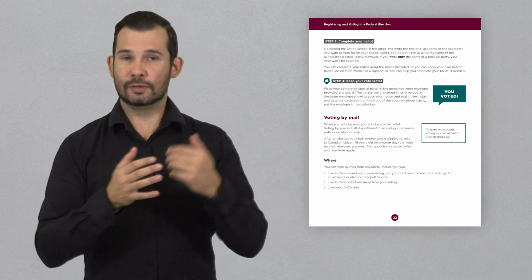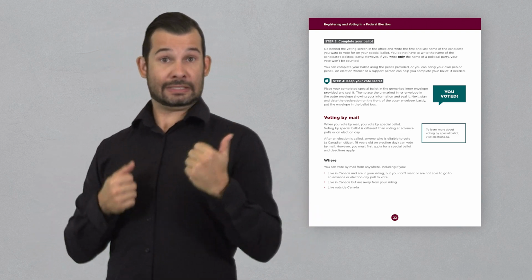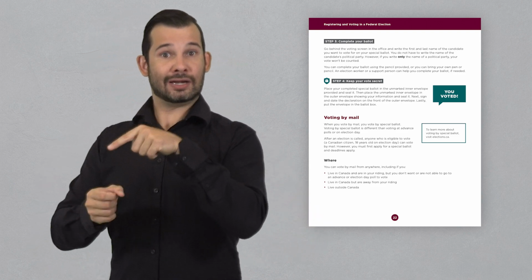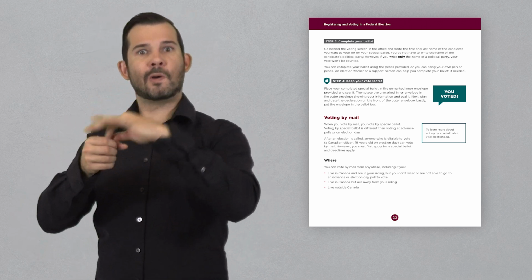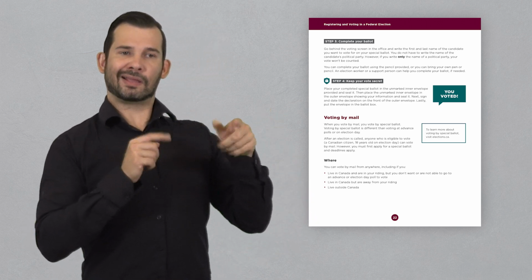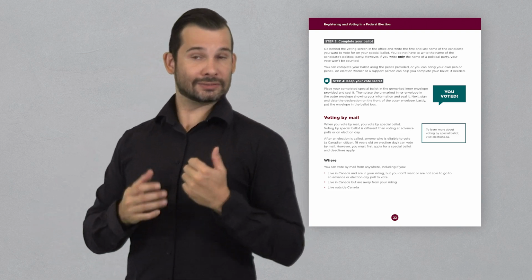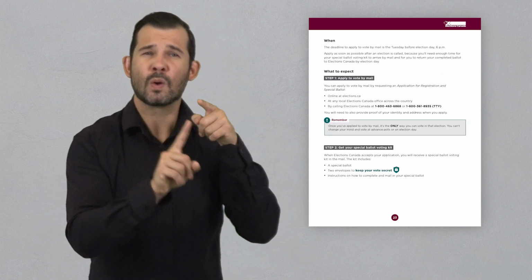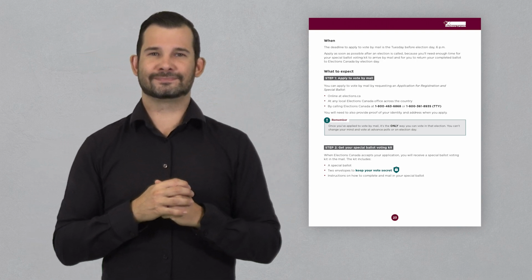Where? You can vote by mail from anywhere, including if you live in Canada and are in your riding, but you don't want or are not able to go to an advance or election day poll to vote. Live in Canada but are away from your riding. Live outside Canada. To learn more about voting by special ballot, visit elections.ca.